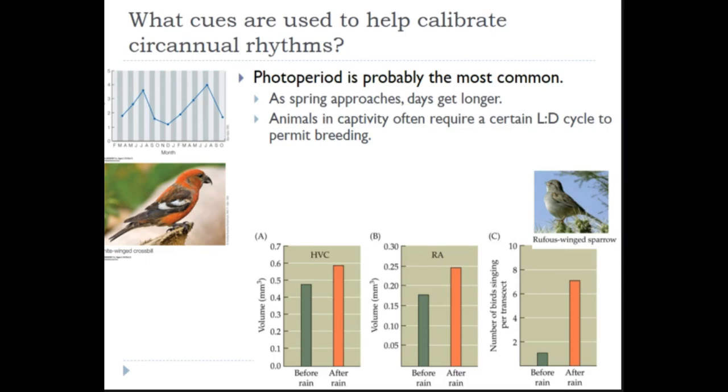Oftentimes, if you're looking at animals in captivity and trying to get them to breed, a lot of zoos are aware of this, they will require a certain light-dark cycle to permit breeding. If you just try to keep them on 12 hours of light and 12 hours of dark all year, they oftentimes will not breed. You have to fluctuate them, take them down to a short day, let them expand up towards a longer day, and it's only then that they will be able to actually breed.